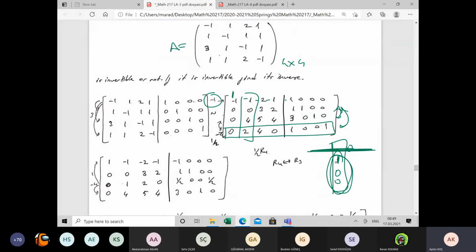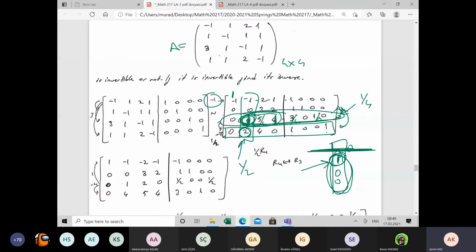Our aim is to get one here, one here. So how to get one here? Multiply 1 over 2, and we obtain 1 2 0, 1 over 2, 1 over... And how to get 1 here? Multiply 1 over 4, and so this one should be 1. So 5 over 4, 1, 3 over 4, 1 over 4. And also there is no 0 entry here.